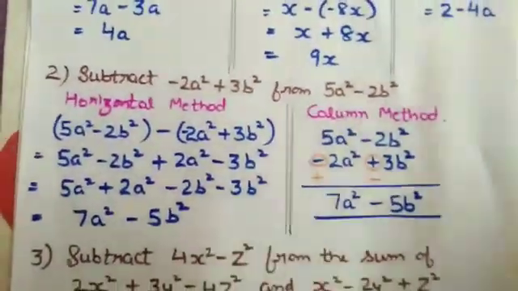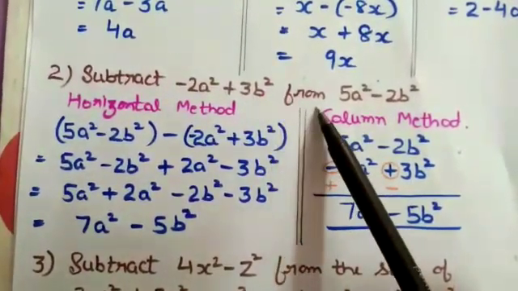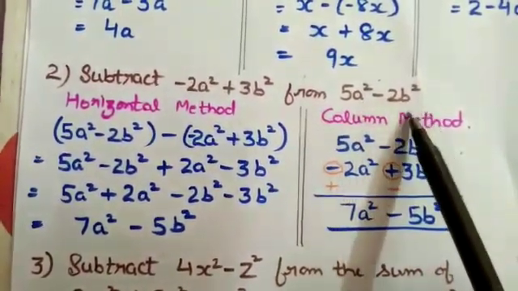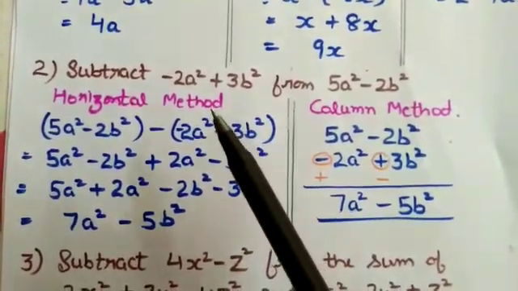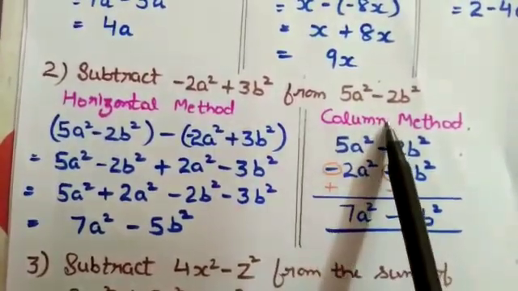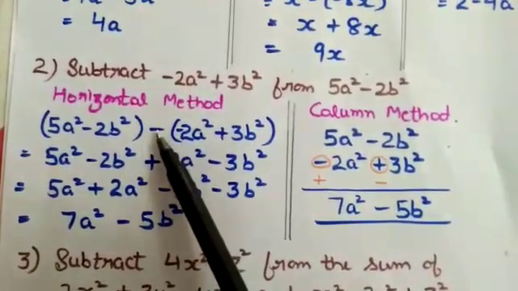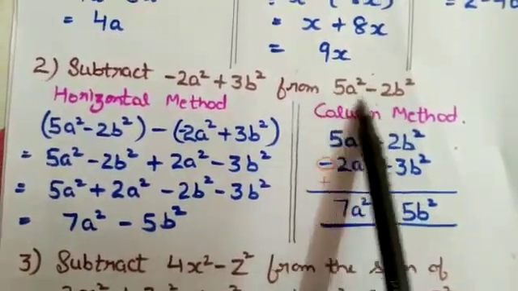Next we have: subtract minus 2a square plus 3b square from 5a square minus 2b square. This question we will be doing by two methods. One is the horizontal method and another is the column method. First see the horizontal method, how we will be writing it.